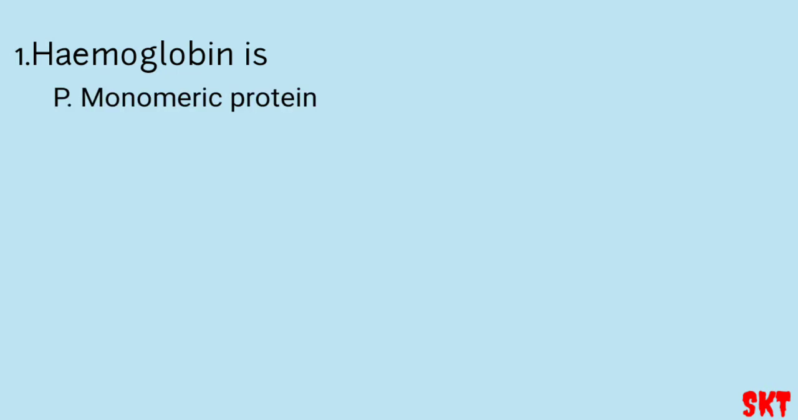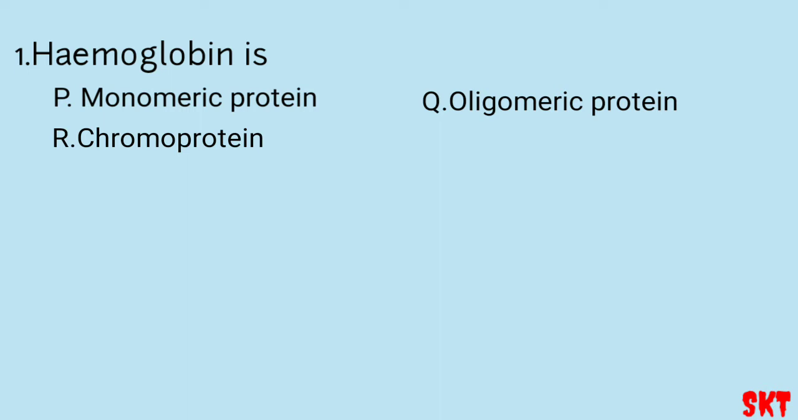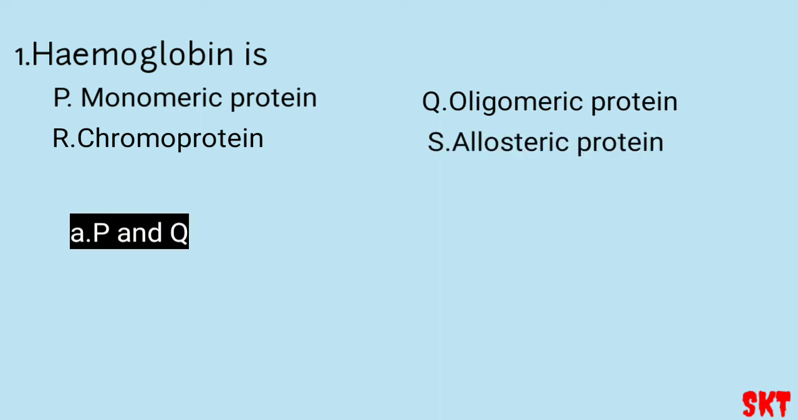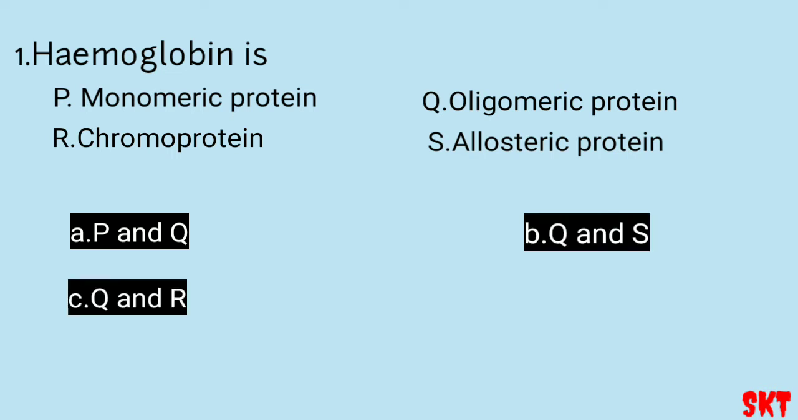In this session, we are going to solve some of the important questions that may appear in JAM or any other entrance exams. So the first question is: hemoglobin is P, a monomeric protein; Q, an oligomeric protein; R, a chromoprotein; S, an allosteric protein. And the options are like this: A, P and Q; B, Q and S; C, Q and R; and D, Q, R and S. So first we should know what is hemoglobin.